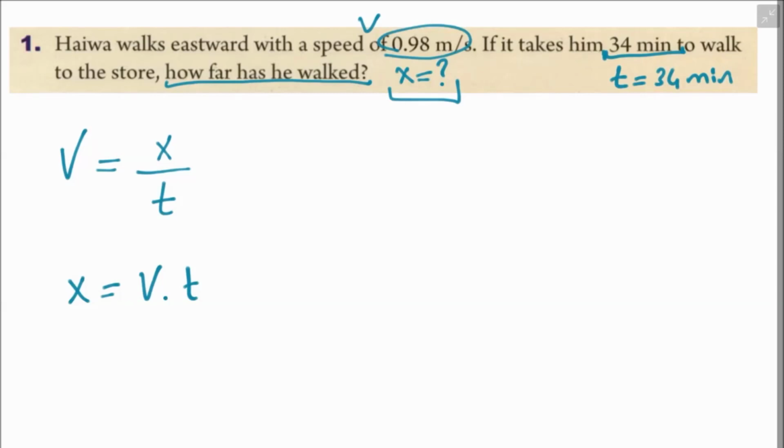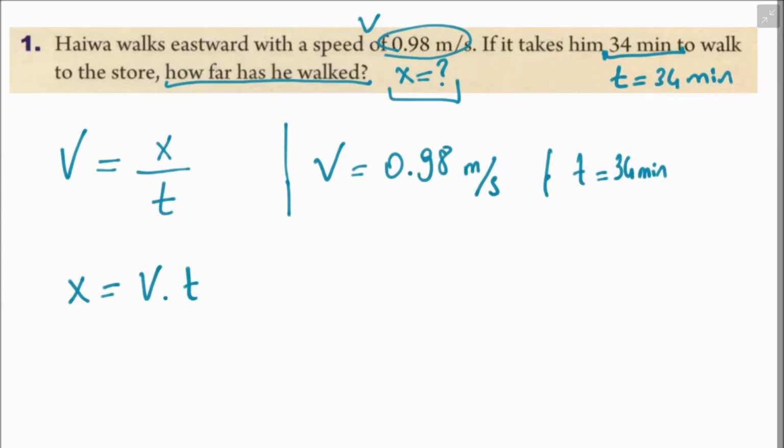Speed times time. Speed is given as 0.98 meter per second, and the time is given as 34 minutes. But I have to convert time into seconds because here it's given in meter per second, so time must be in seconds. To convert it to seconds, I have to multiply the time by 60, so it's going to be 2040 seconds.